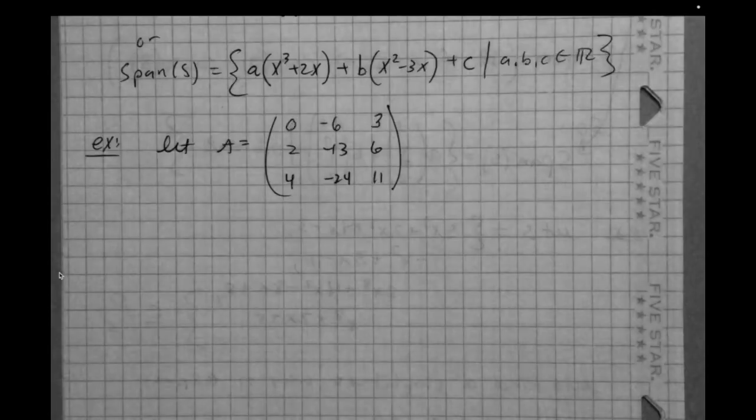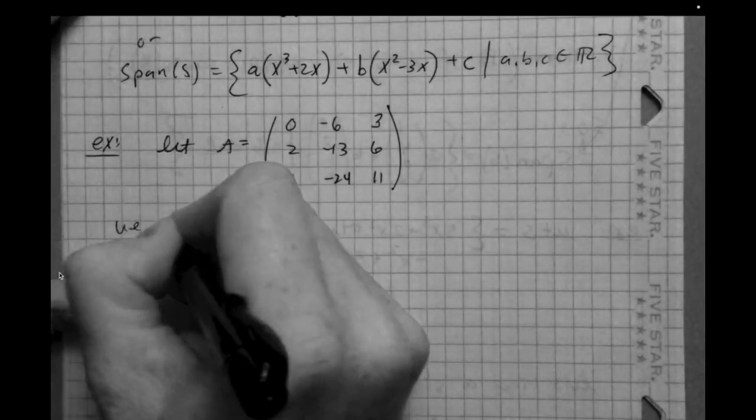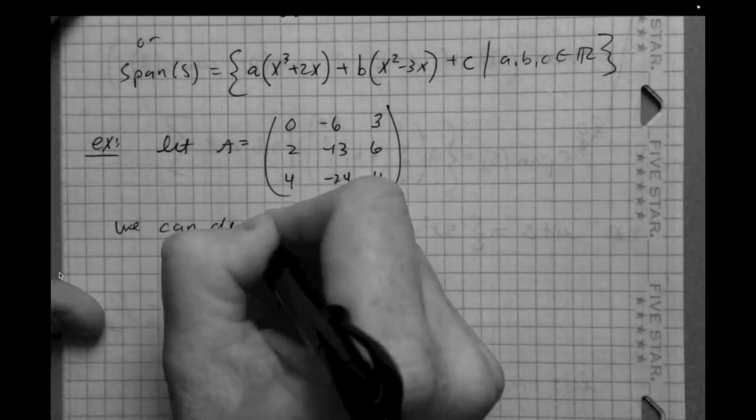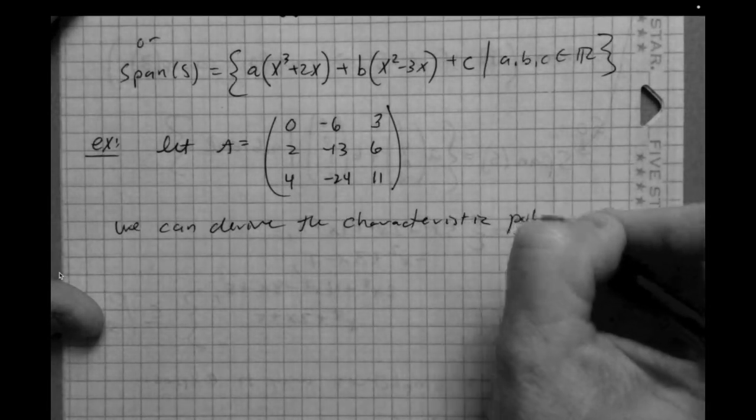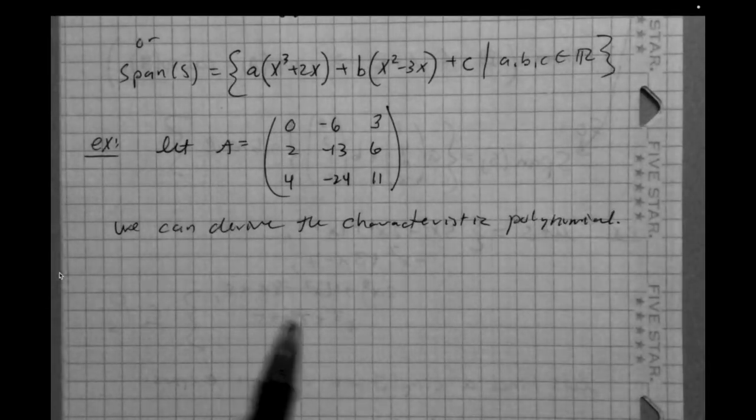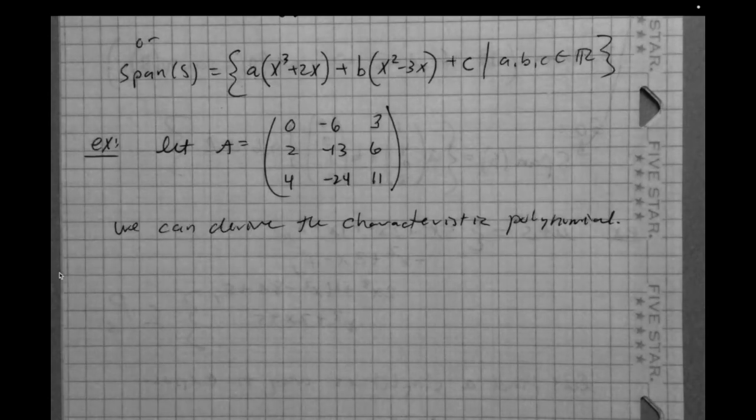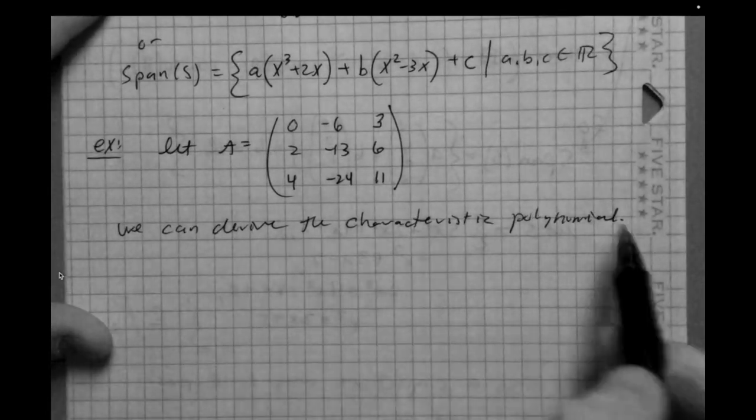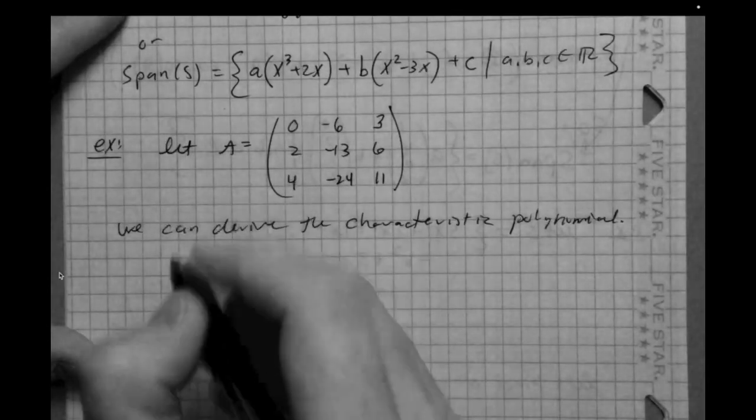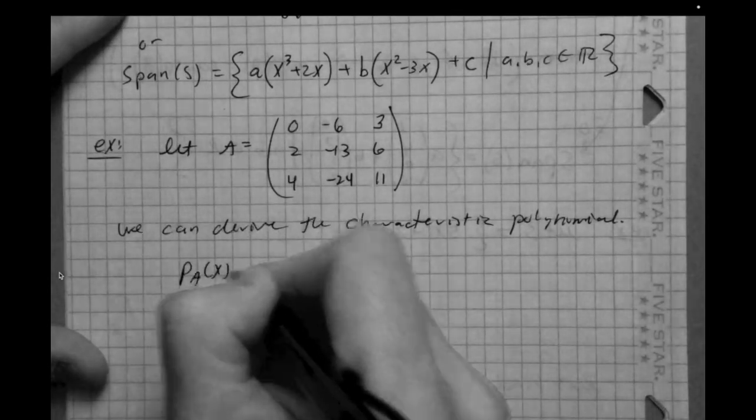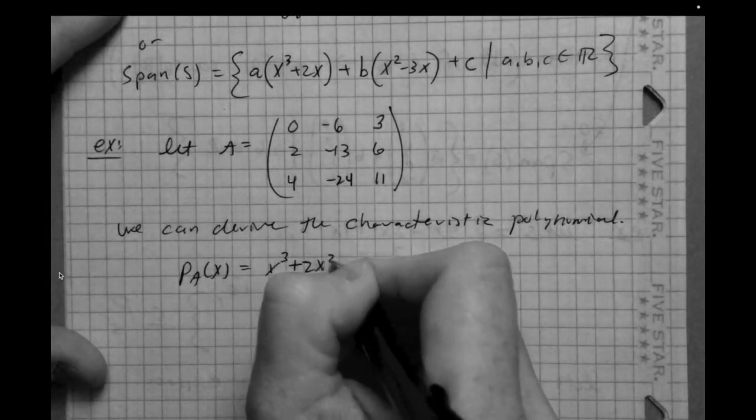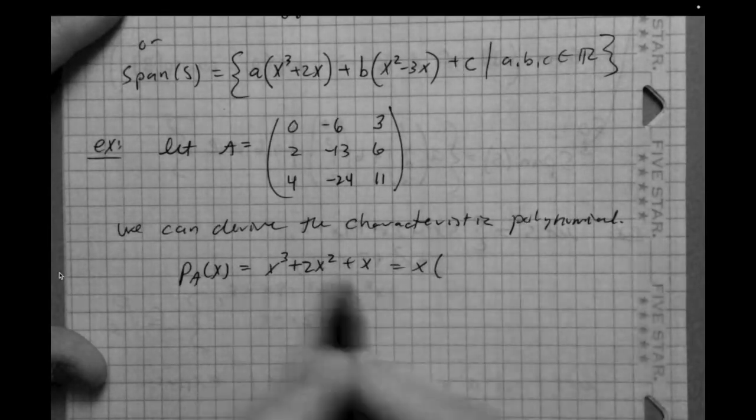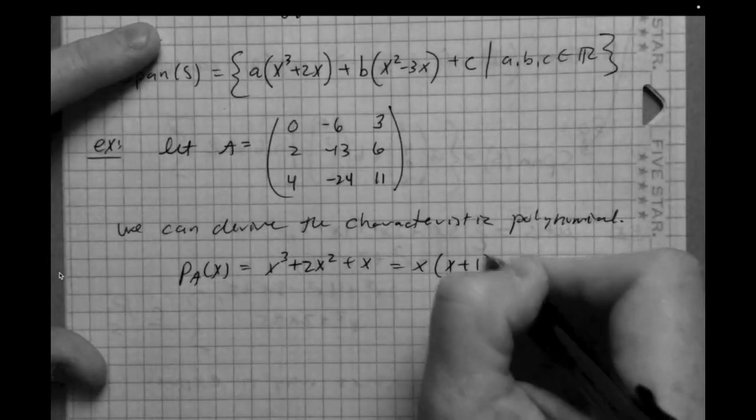Using this matrix, we can calculate the characteristic polynomial, right? So we can derive the characteristic polynomial. Right, it takes some work. It involves identifying the determinant of A minus lambda I, right? And so it takes a little bit of work here, but we can do it. And what we get is P_A of x equals x cubed plus 2x squared plus x, and that's going to be factorable down into x times (x plus 1) squared, right?